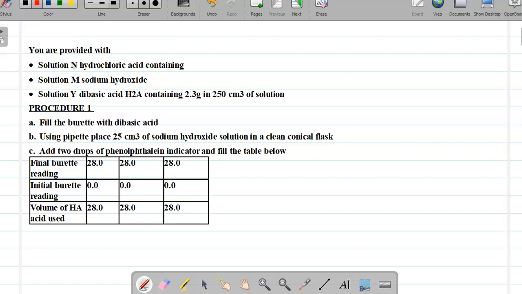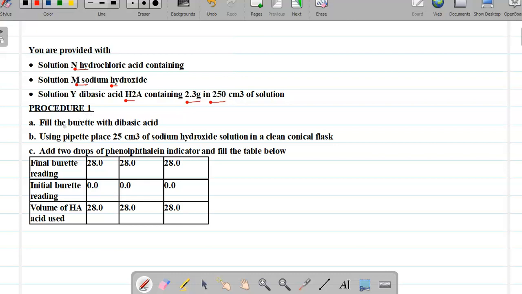Today we are learning about double titration. This is the next example. We have seen the first one. So this question is asking: you are provided with solution N, hydrochloric acid, solution M, sodium hydroxide, and solution Y, a dibasic acid, H2A, containing 2.3 gram in 250 centimeter cubed of solution. We have procedure 1.